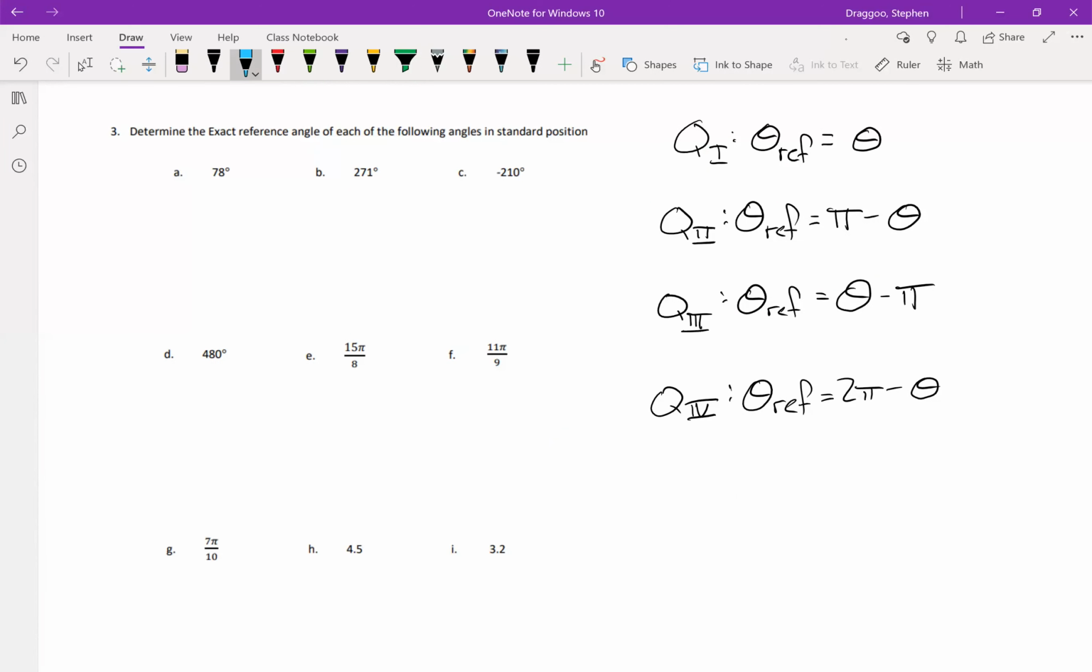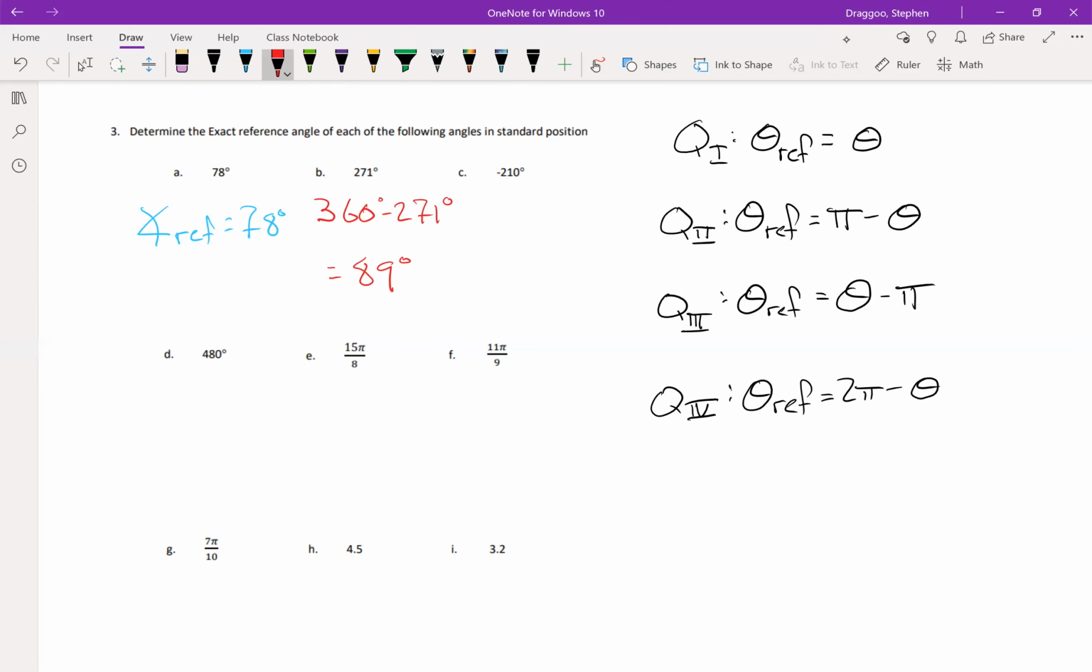Putting what we know about reference angles into practice, if I'm looking for the reference angle to 78 degrees, which is already in the first quadrant, that reference angle is just 78 degrees. 271 degrees is in the third quadrant, so I'll want 360 minus 271, which gives 89 degrees.